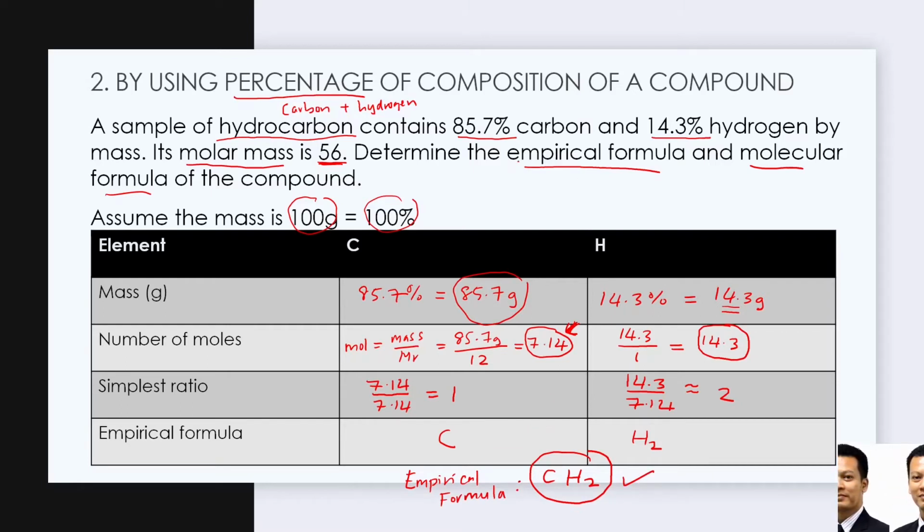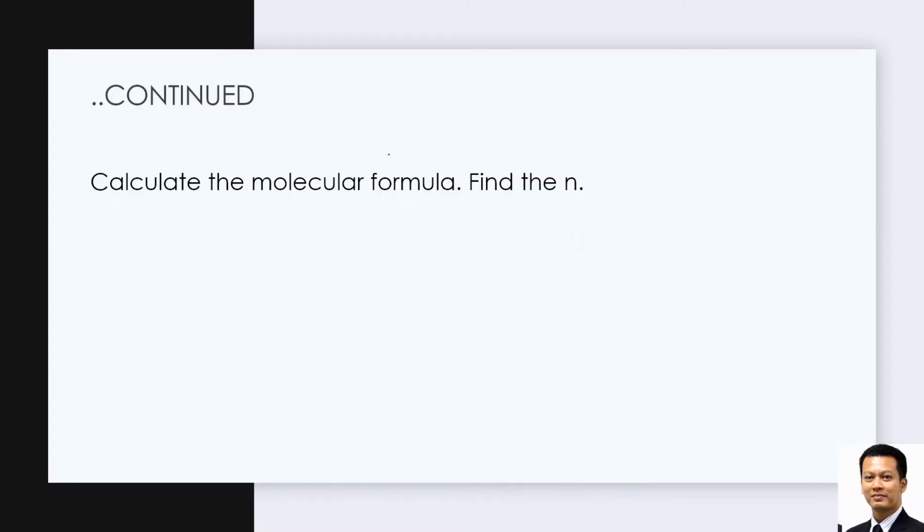Okay, we already determined the empirical formula, but this is not the end of the question because it asks you about the molecular formula. So how can we find out the molecular formula? For you to calculate the molecular formula, you need to find the n. Okay, so how to find the n?